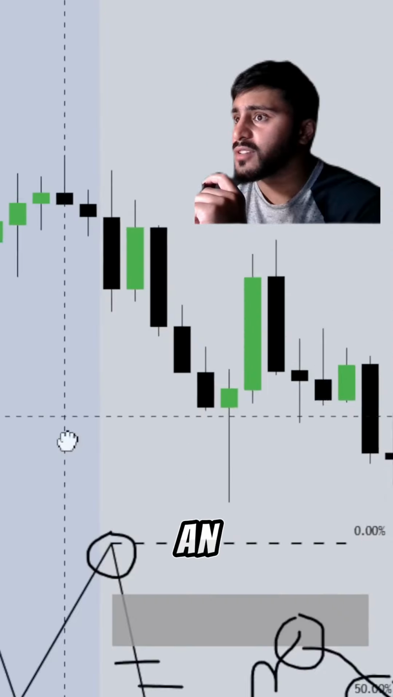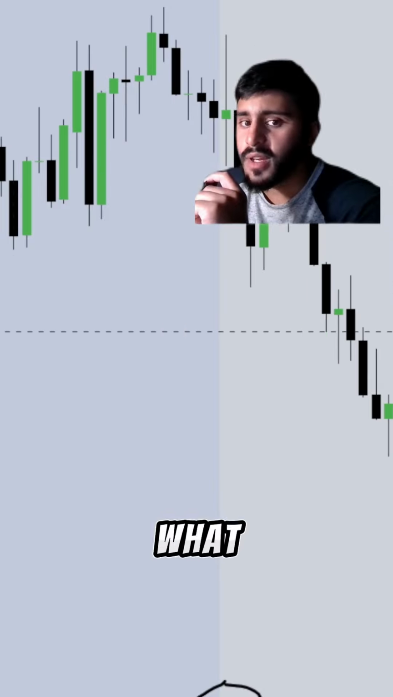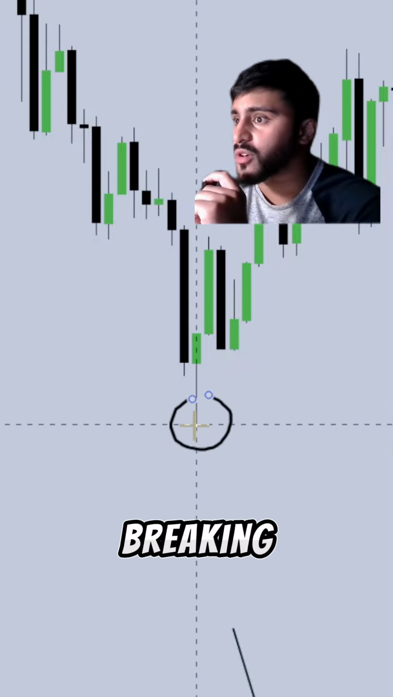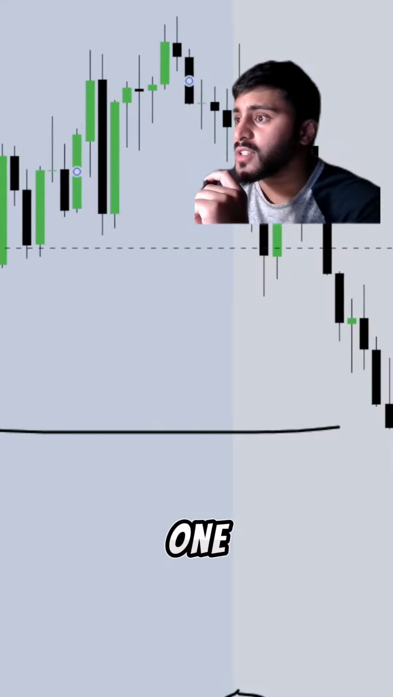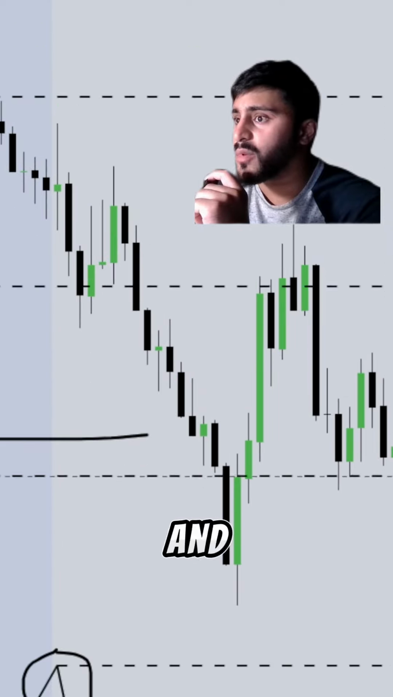If we look at an example here on the charts, this is the S&P 500 or ES futures. So what we can see over here is, one, we can see a market structure shift over here. So we see price breaking structure. Boom. That is step one. Step two now is that we have a dealing range we're currently working with, right? So we have a dealing range high and we have a dealing range low.